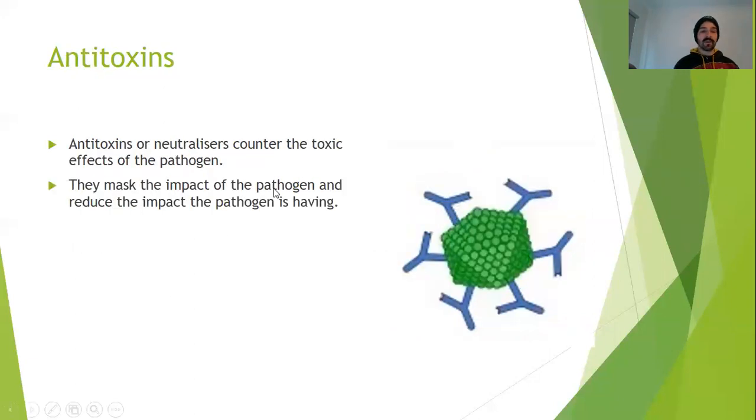And the last one are antitoxins, or sometimes they're called neutralizers. And basically they just counter the toxic effect of the pathogen. So they block what that pathogen is trying to do. It masks the impact of the pathogen, so it's no longer having as detrimental an effect. And again, it does also make it a little bit easier to start to phagocytose some of these pathogens. So for example, if a bacteria has a particular part of its membrane that's quite toxic to our cells, these antitoxins might bind to that particular section and block its action, much like an inhibitor does with an enzyme.